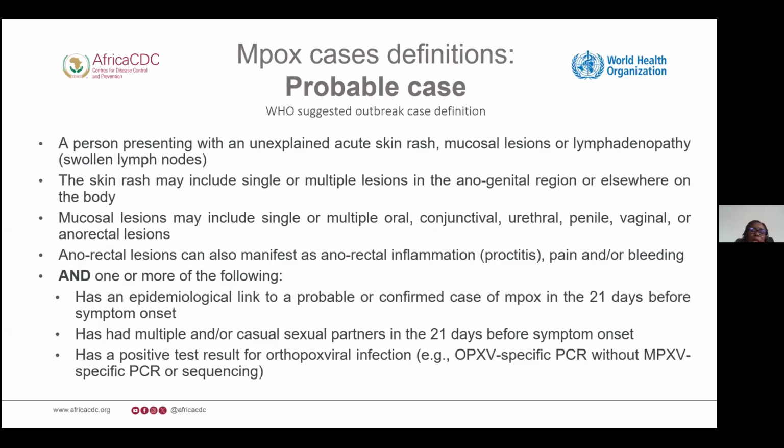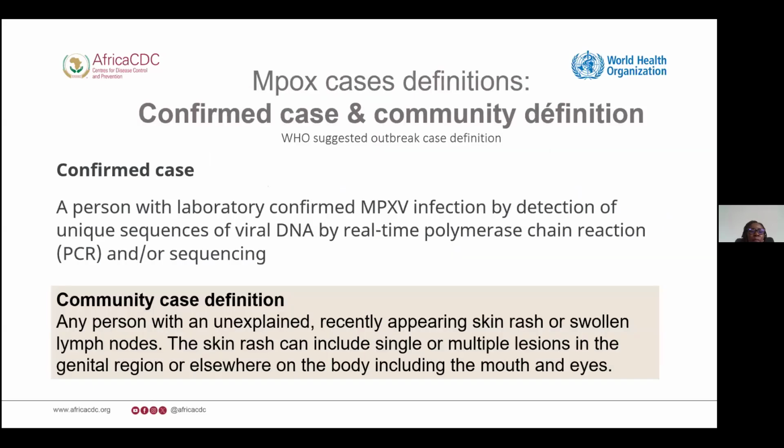Probable cases are very simple. This is a person presenting with an unexplained acute skin rash. It is a suspected case, which additionally, in the first four bullets, are suspected cases with an epidemiological link to a probable or confirmed case of Mpox in the 21 days before symptom onset, or has multiple casual sex partners in the 21 days before symptom onset, or has a positive test result for orthopox virus, but no screening has been done. A confirmed case is a person with lab-confirmed MPXV infection by detection of viral DNA by PCR.